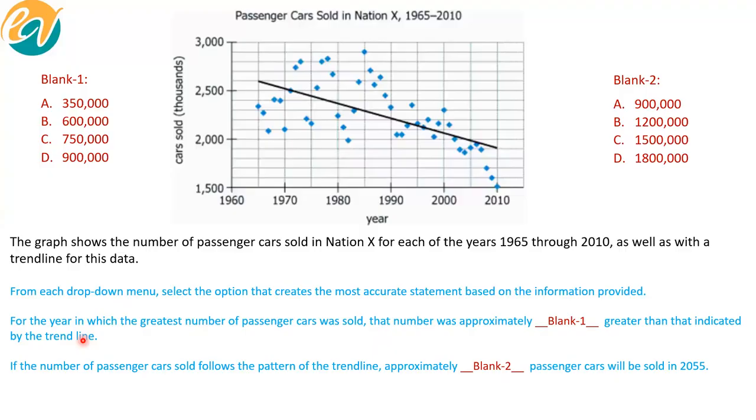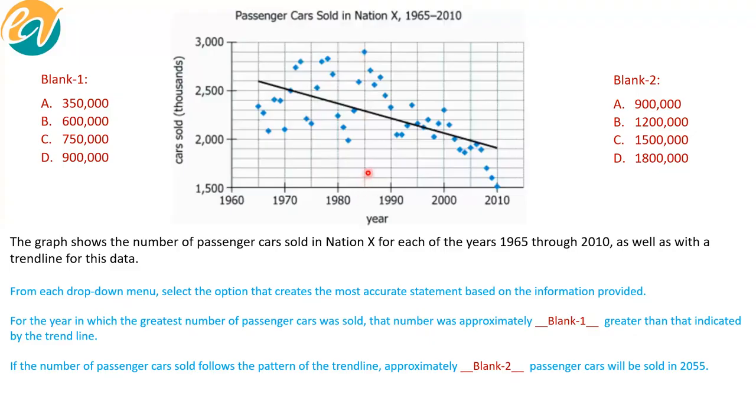Okay, all right. Now, first of all, we obviously have to figure out for which year the greatest number of passenger cars was sold and which is that year. 1985. Notice the greatest number of passenger cars is this, and this corresponds to the year 1985. So for this year, that number means this number was approximately how much greater than the number indicated by the trend line, right?